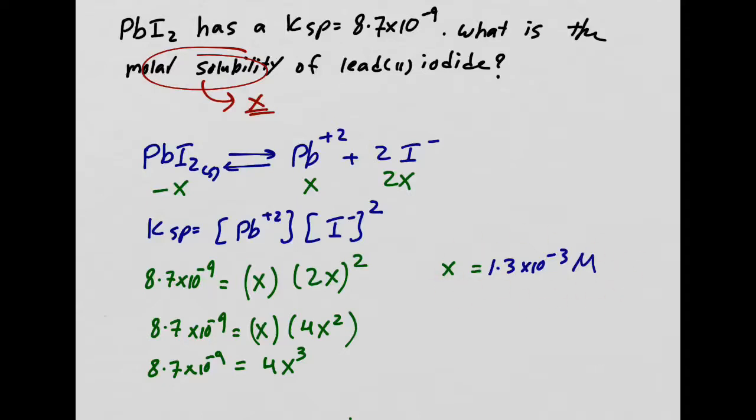This is my X. This is how much lead II iodide will dissolve. And it would make Pb²⁺ and it would make I⁻. But you have to care about the stoichiometry and the mole ratio. But X is basically my molar solubility. Okay, let's do one more problem so you can get used to this stoichiometry idea.